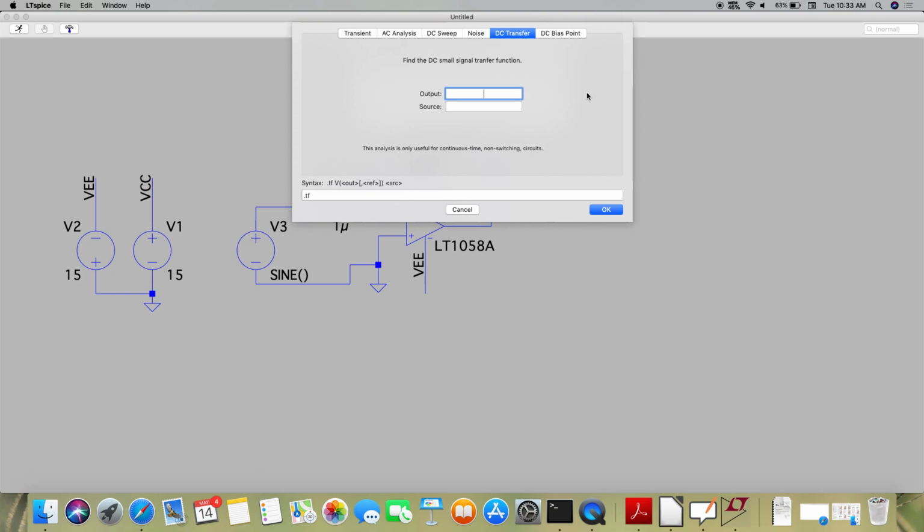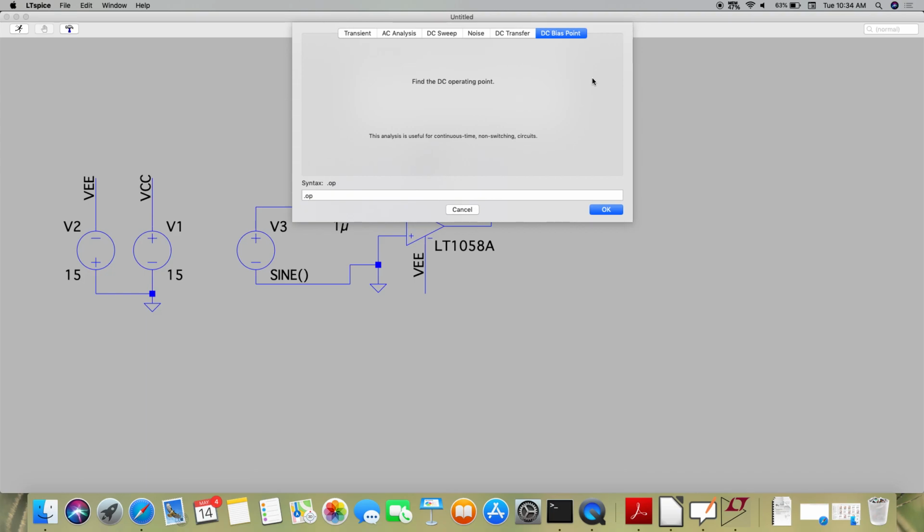If you are interested in just DC transfer, means at zero frequency you want to learn it, but DC with small signal. Now you understand what is small signal, right? Small signal is the one which will not saturate the output. Your input is small enough, and I want to see its average output value, what is the output. So then I will take DC transfer.